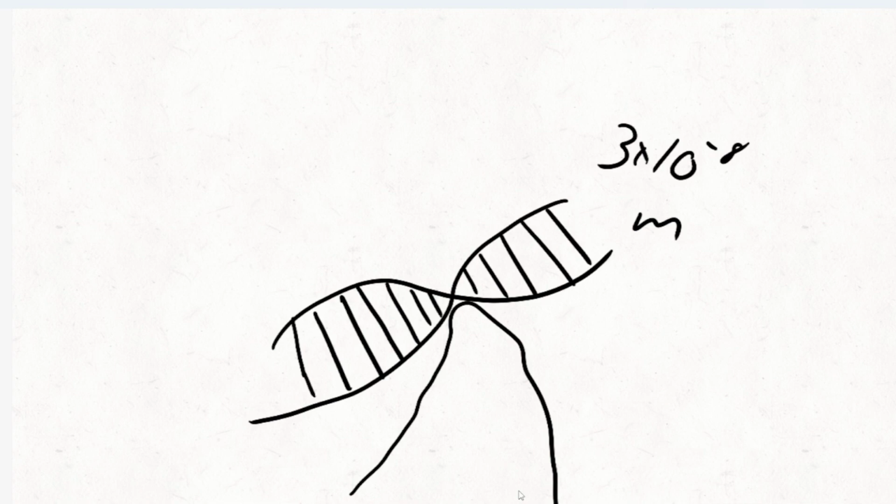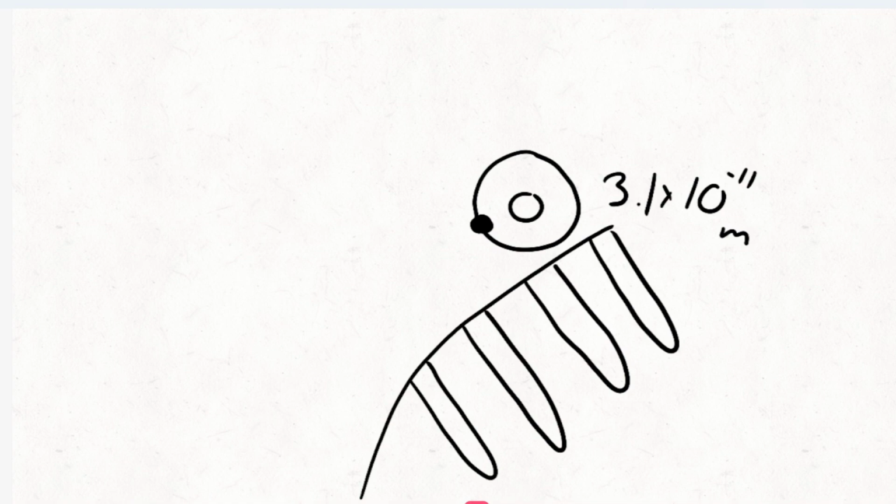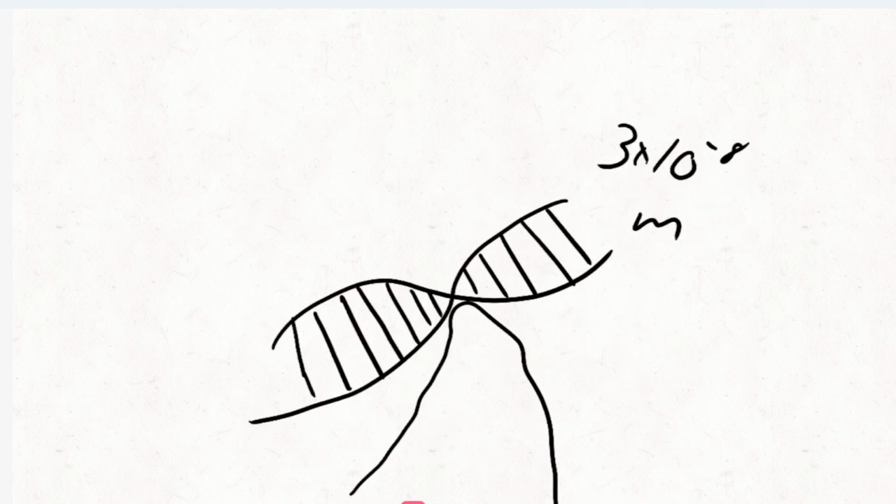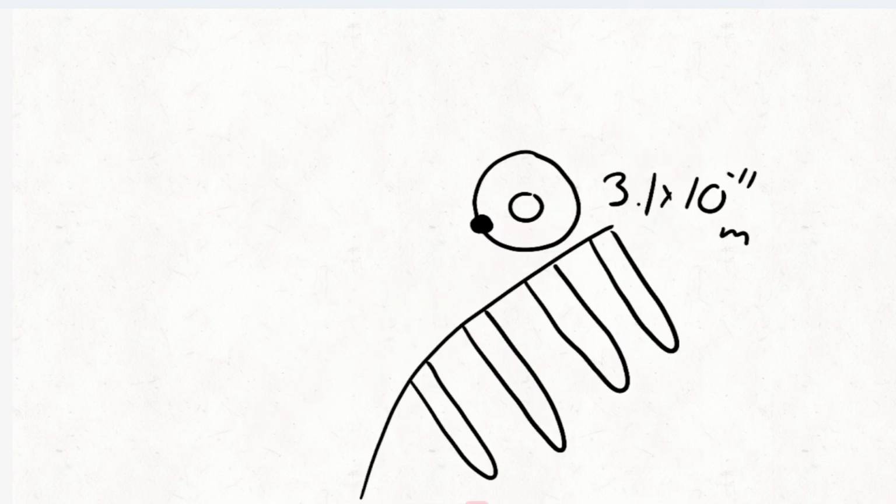Anyway, let's continue. On the end of one of these DNA strands, we have a hydrogen atom, which is 3.1 times 10 to the power of -11 meters, which is 3 orders of magnitude smaller than a DNA strand. I don't know why I drew the DNA so big here, but that is 31 picometers, which is absolutely crazy. But on the scale of the universe, we're not even halfway down yet.